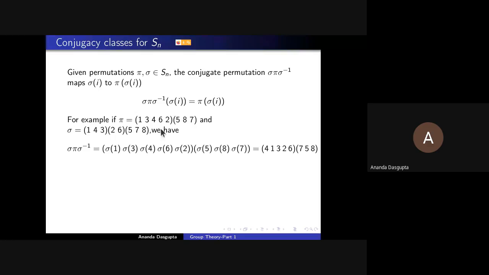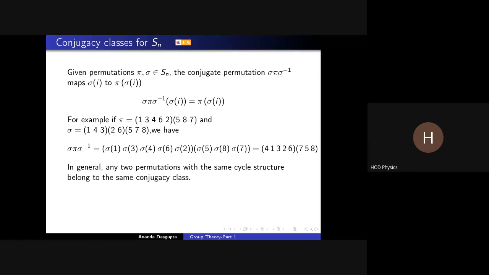But the next answer was perfectly right. You had a 5 cycle and a 3 cycle. Here also you have to have a 5 cycle and a 3 cycle. The cycle structure has to be exactly the same. You can easily check that if you have two permutations with exactly the same cycle structure, you can always find a sigma such that it will convert one to the other. That is, by doing sigma by sigma inverse, a permutation with a particular cycle structure can always be made into another permutation with the same cycle structure. So this is a general statement. Any two permutations with the same cycle structure must belong to the same conjugacy class.